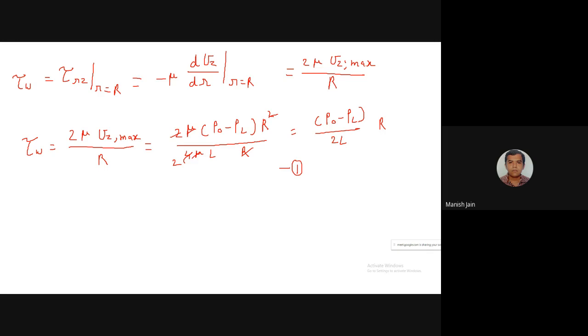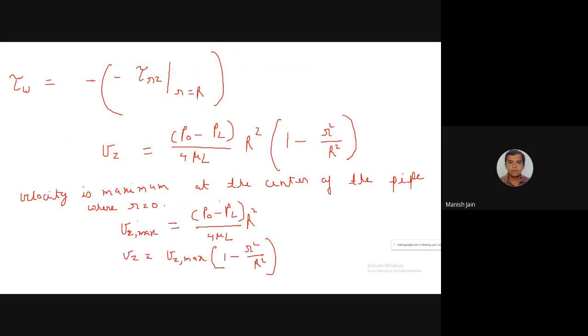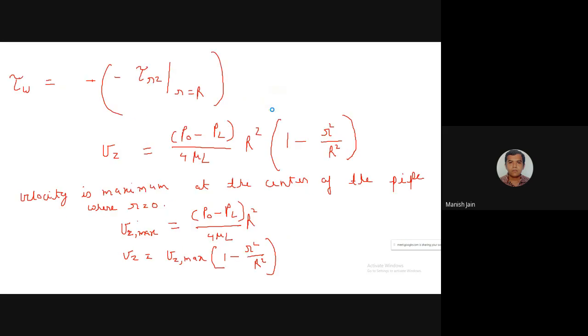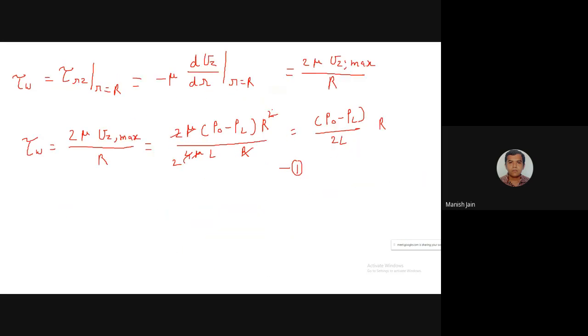Now the second thing you have to calculate is the average velocity. Because in the original equation you also need the average velocity, and tau w you have calculated. Now you have to calculate V average. For average velocity, first we have to calculate the volumetric flow rate. Again, we can directly calculate it from the Hagen-Poiseuille equation. So we will not go backward.